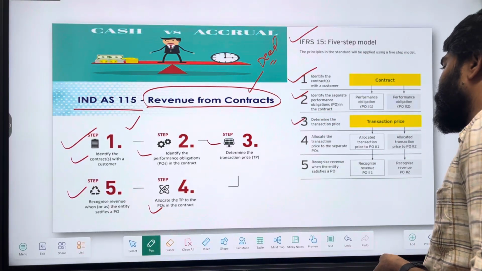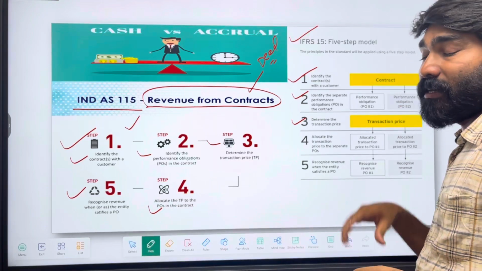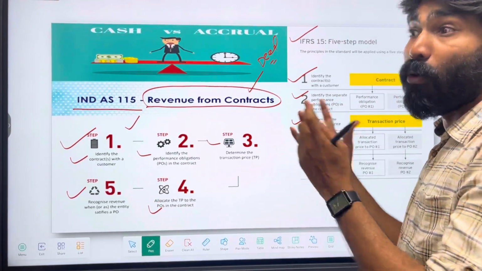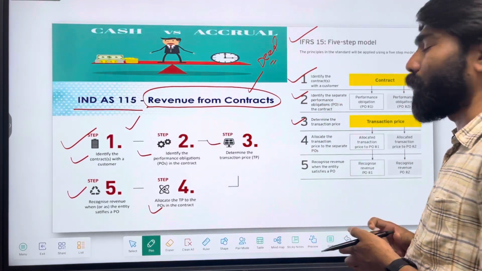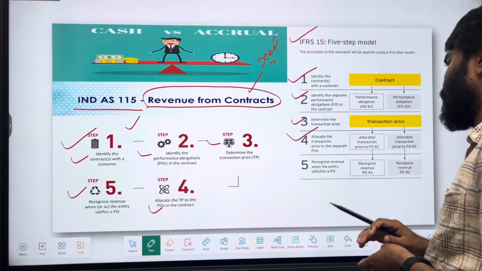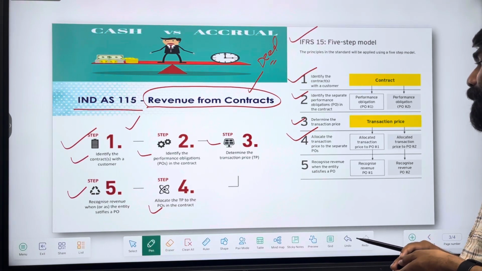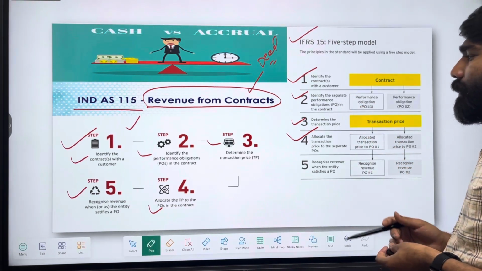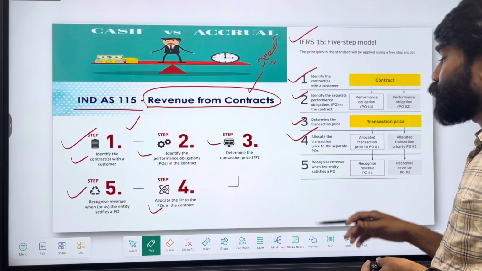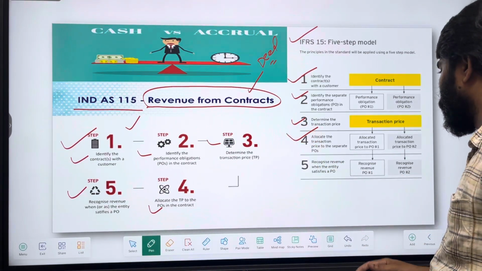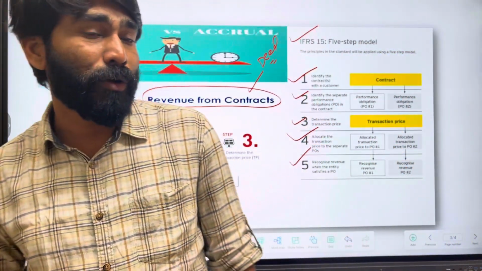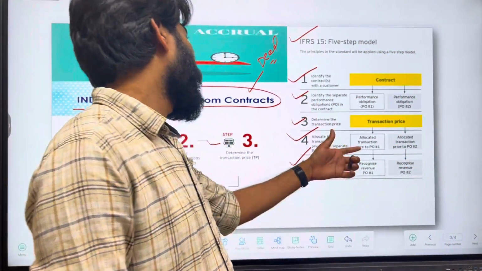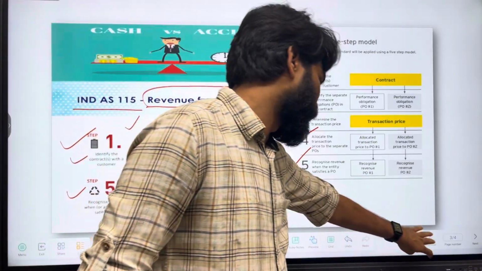And then determine the transaction price. Transaction price means, let's say, 100 rupees, 200 rupees, the amount that you should know, how much you're going to receive. Then only you can record it. Then allocate the transaction price to the separate performance obligation. So you can allocate that to the separate obligation and then recognize it as revenue or expense. It can be revenue or it can be expense. So this is how you can link it.